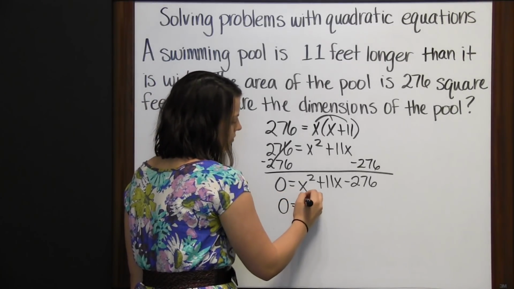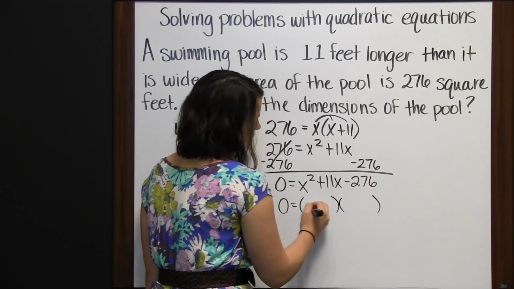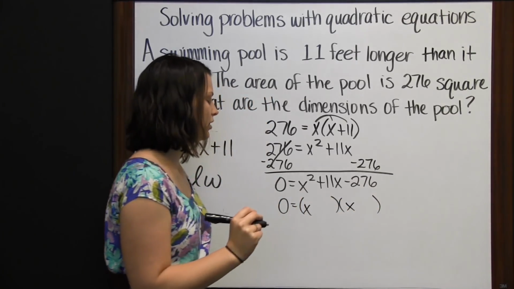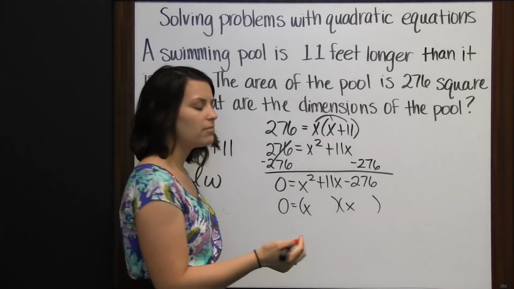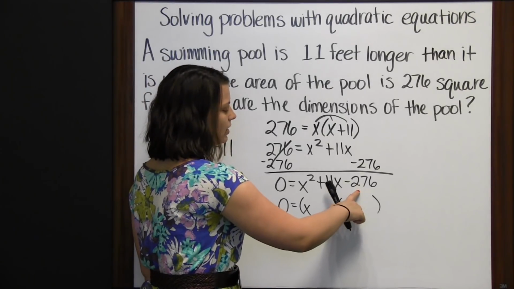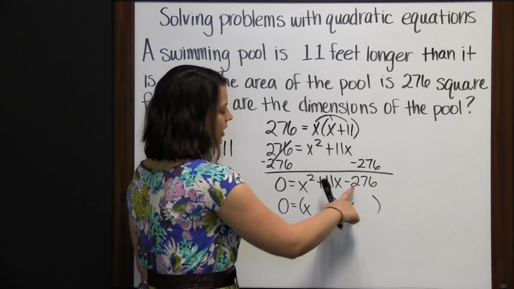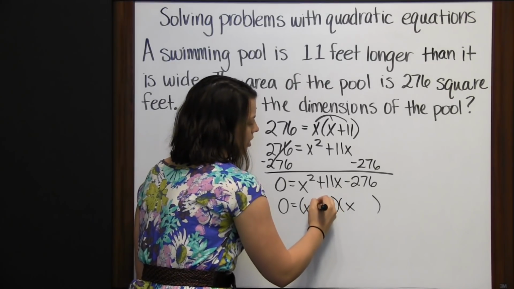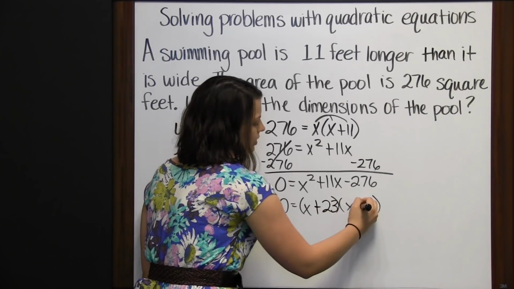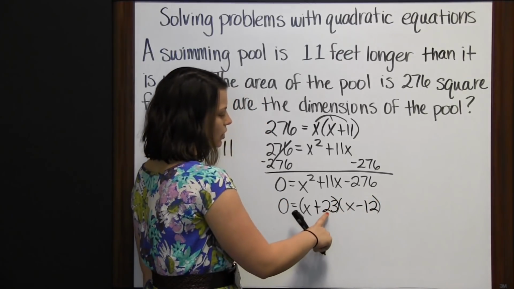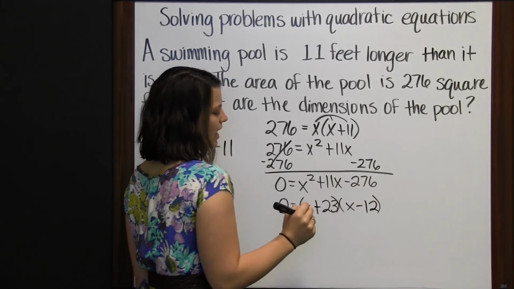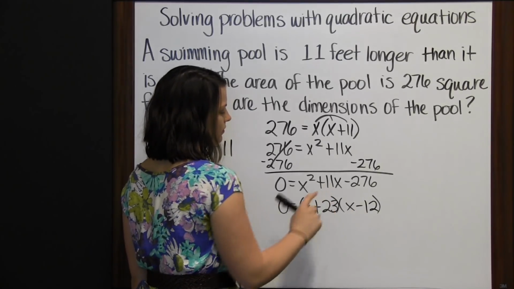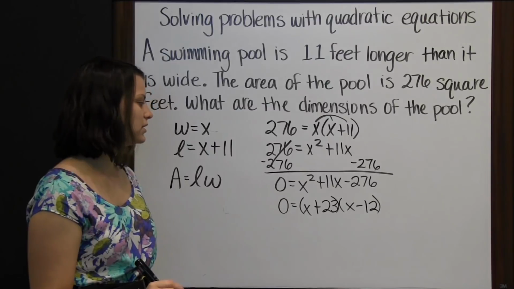So 0 equals x and x, because when we FOIL, x times x gives us x squared. Now we need to find two numbers that have a product of negative 276 and a sum of 11. So that would be positive 23 and negative 12. 23 times negative 12 is negative 276, and 23 minus 12, or plus a negative 12, is 11.